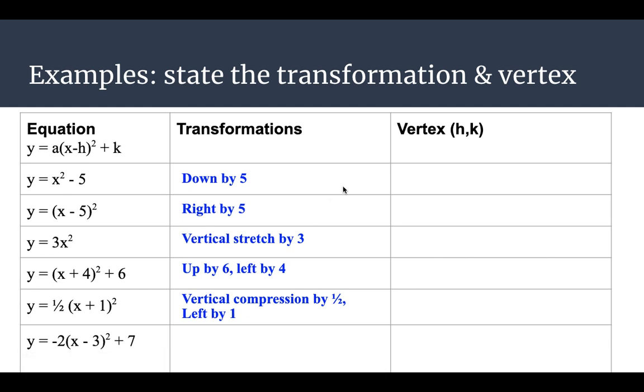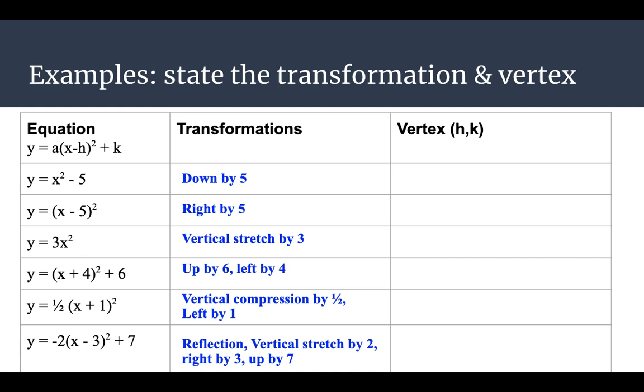This last one has a negative sign in front, which means it's reflected over the x-axis. It has a 2 in the a position, which means it's vertically stretched by 2. We have a 3 in the h position, so it's moved to the right by 3, and a 7 in the k position, which means it's gone up by 7. And that is the maximum number of transformations you can have of a quadratic equation.